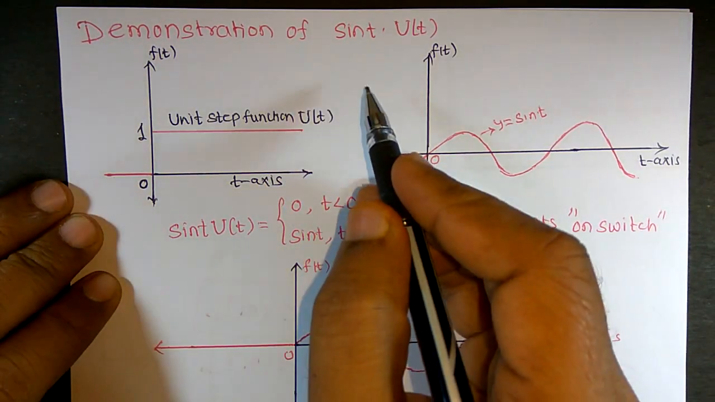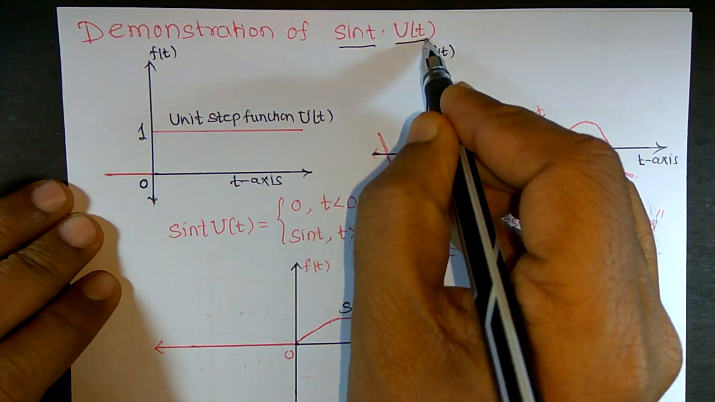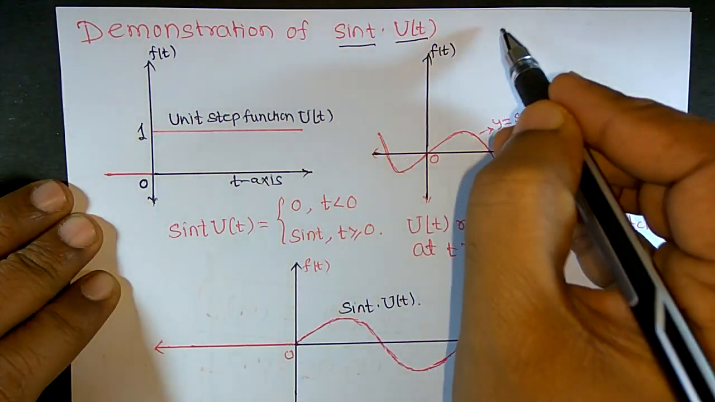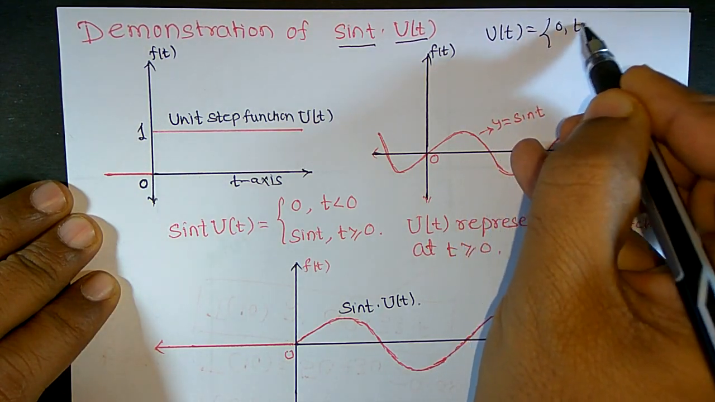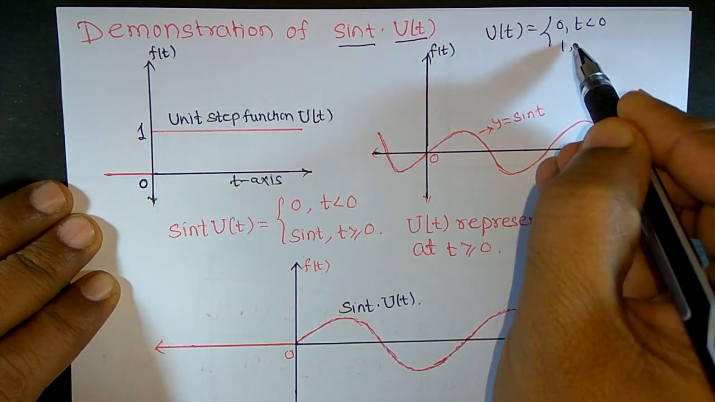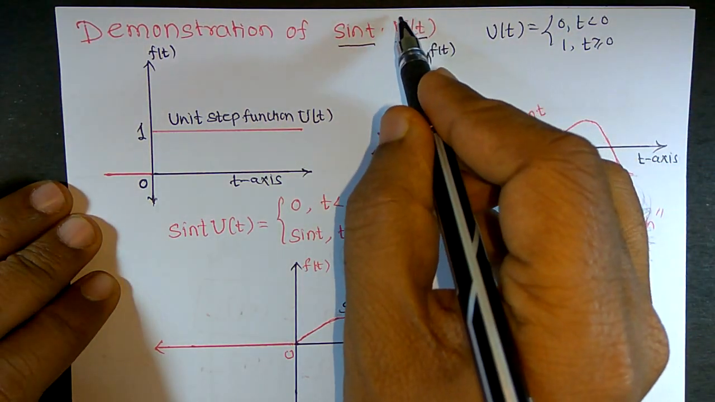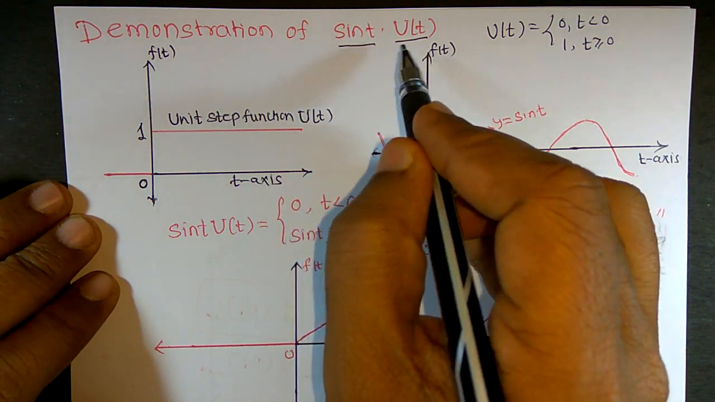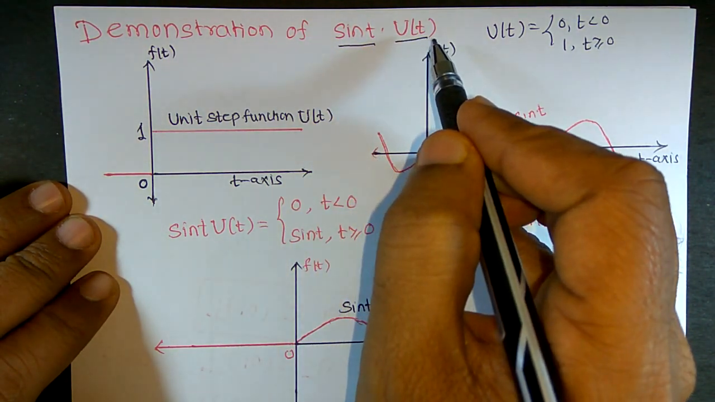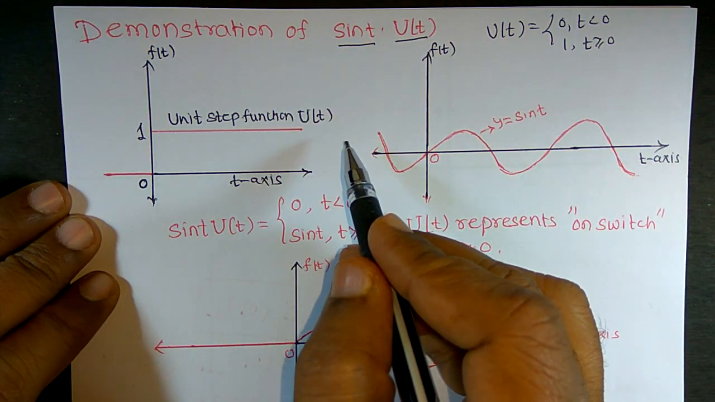Okay, friends, now I want to demonstrate sine t into u of t. So u of t means unit step function. So this is equal to 0 when t is less than 0, and is equal to 1 when t is greater than or equal to 0. So it is a unit step function. When we multiply f of t, say for example sine t, what is the resultant function and what is the graph of the product of these two functions?